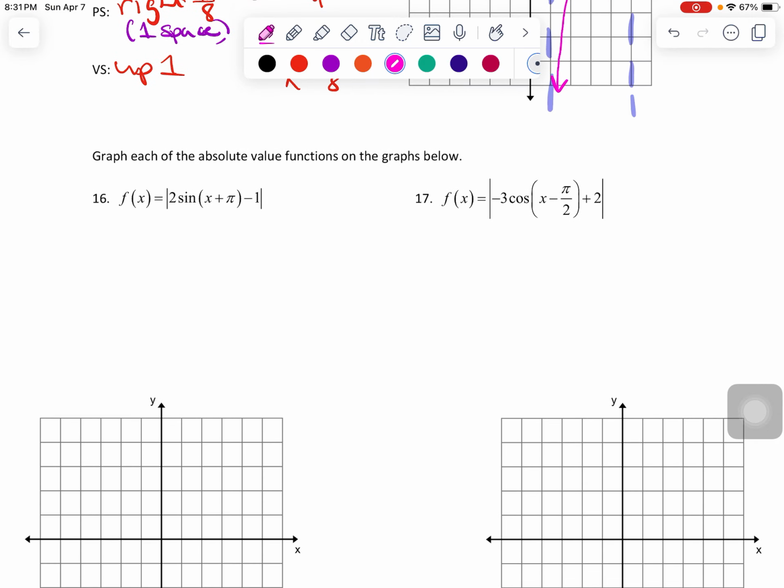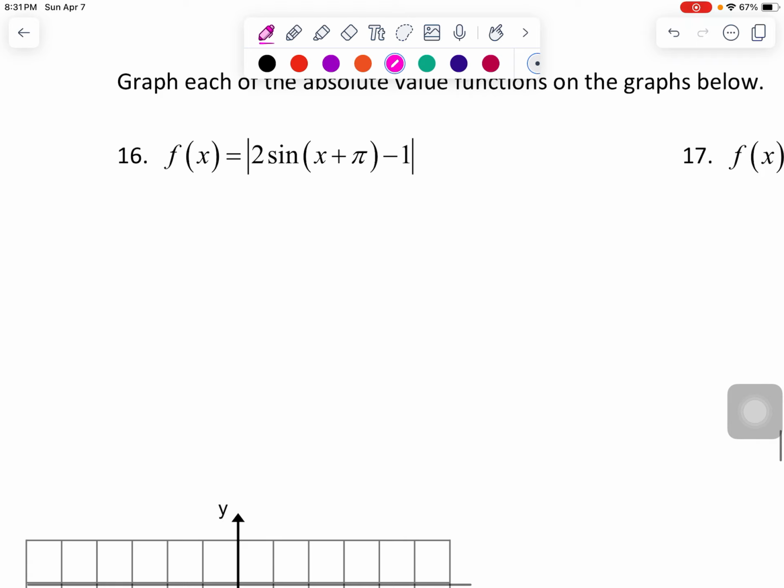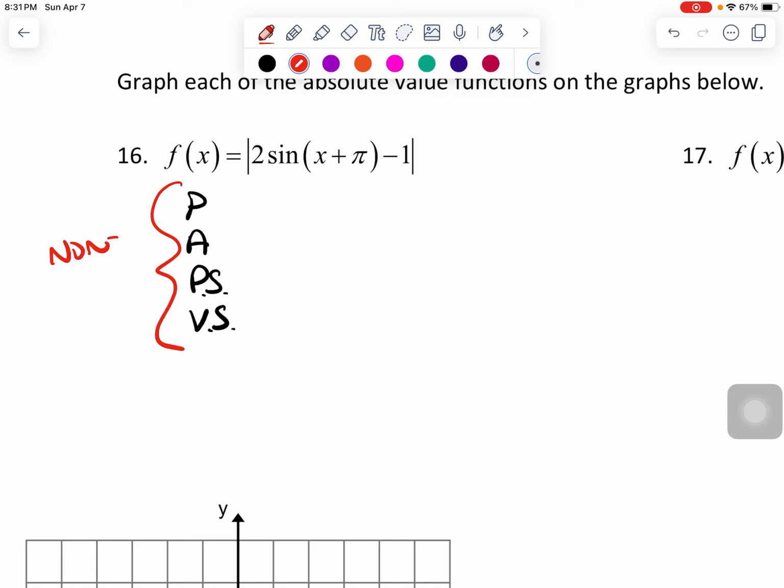So absolute value, we're going to start by graphing the regular equation, the regular function. So what I'm going to do here is list out what I normally would: period, amplitude, phase shift, and vertical shift. However, I'm going to make a note that this is for the non-absolute value equation. So I'm going to pretend that the absolute values just don't exist at all.